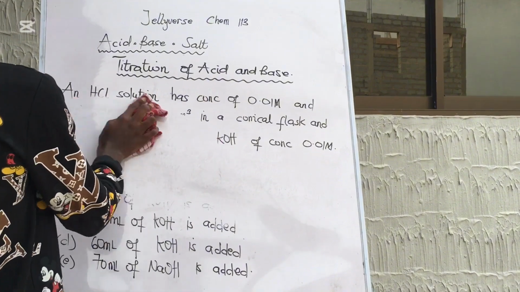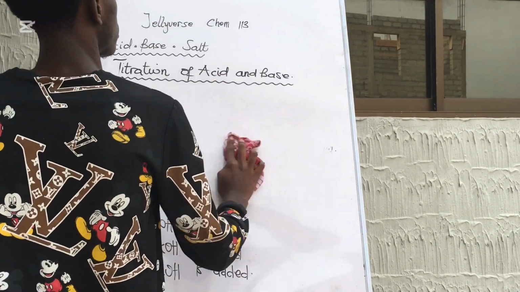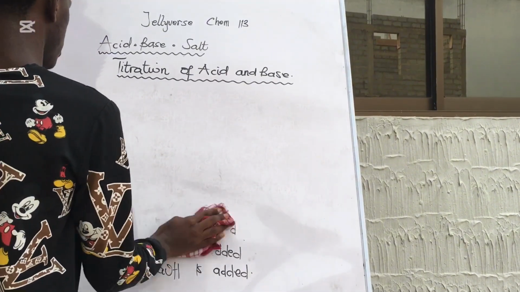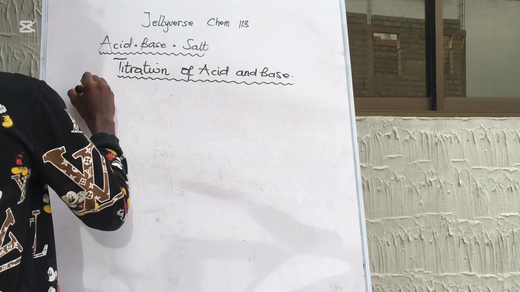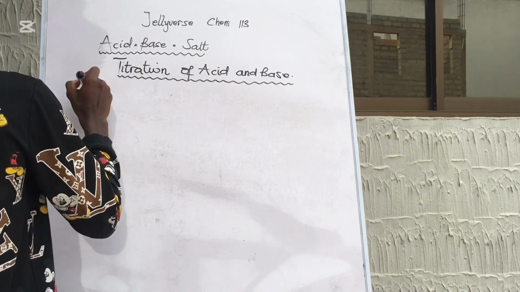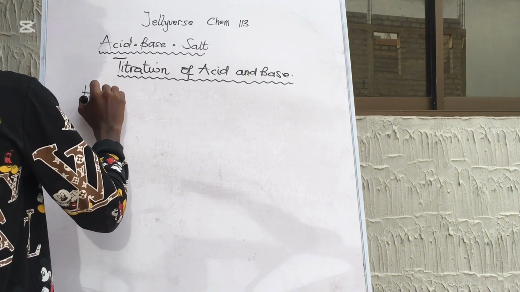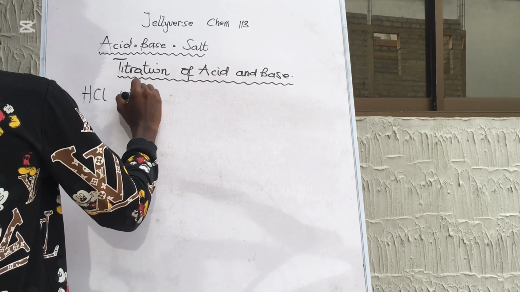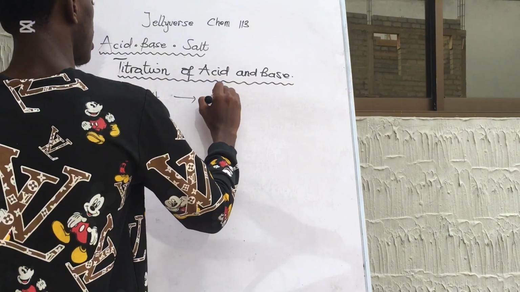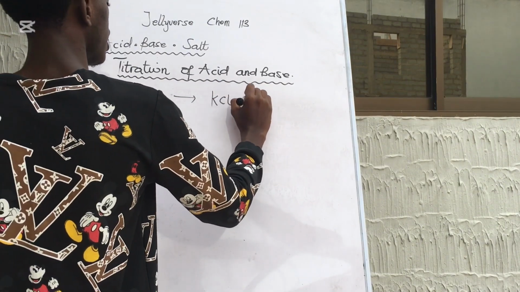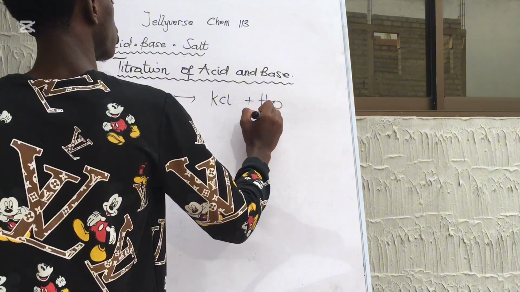So first you need to write your reaction equation. You are reacting HCl with KOH. So what you are expecting at the end is what? A salt, which is KCl, plus H2O.